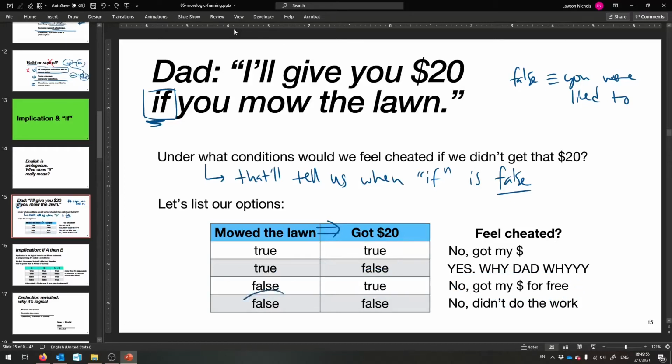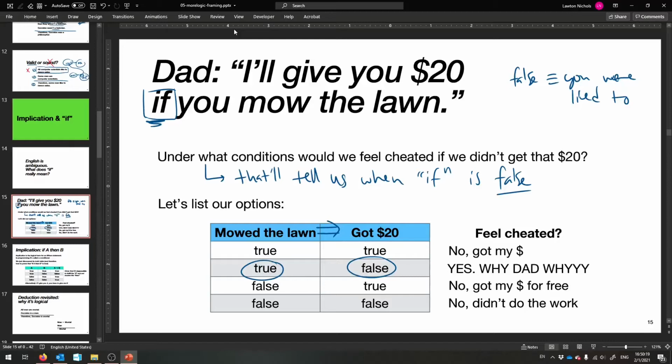Sounds good. How about this case? We mowed the lawn, but we did not get $20. Do we feel cheated? Were we lied to? And the answer is no, because we just didn't do the work. We probably would have got the $20 if we actually did the work. So in this case, this is the one case where we feel cheated. We mowed the lawn, but Dad didn't give us $20. Why would he do that?